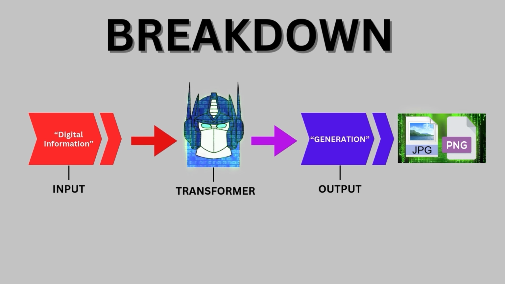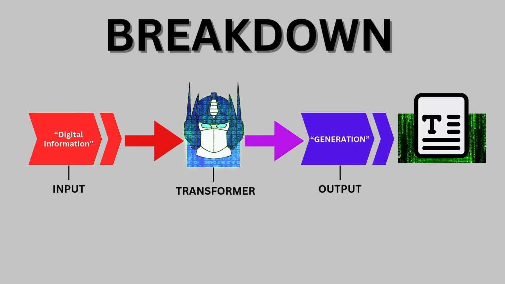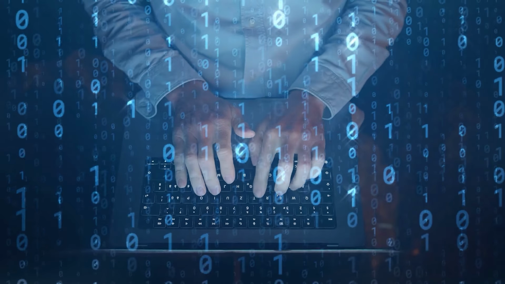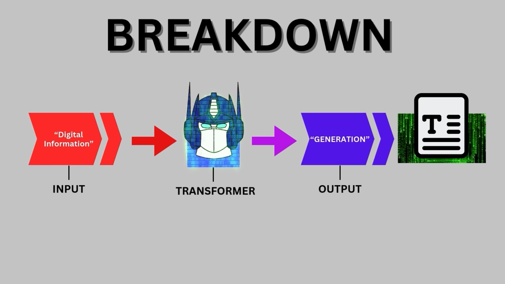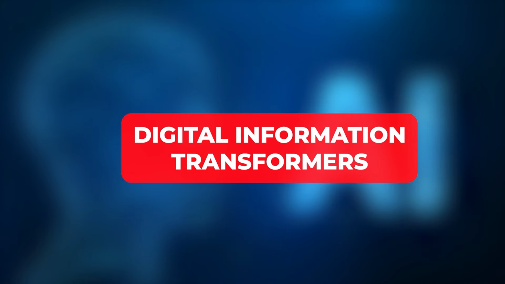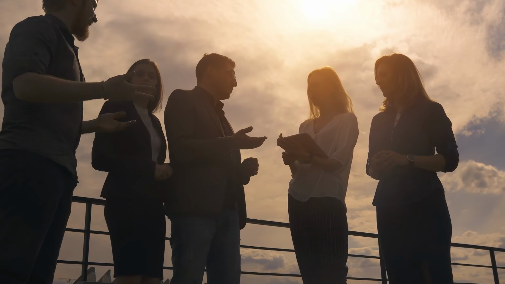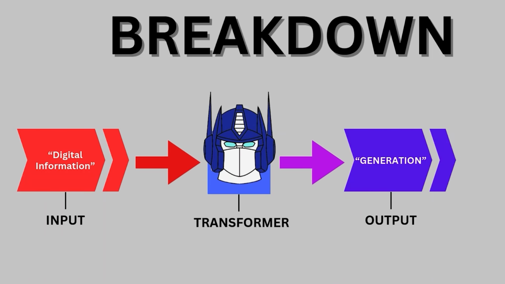In terms of a picture, the output is a digital image file, either a JPEG or a PNG file. In terms of audio, the output is usually a digital audio file like an MP3 or a WAV file. In terms of text, it's just digital text, just like typing on a computer or texting on your phone. In this way, if we really wanted to accurately name this technology, we wouldn't call it AI, we'd call it Digital Information Transformers. Speaking as accurately as possible, we would say, Digital Information Transformers take digital information as input and transform it into an output of digital information.